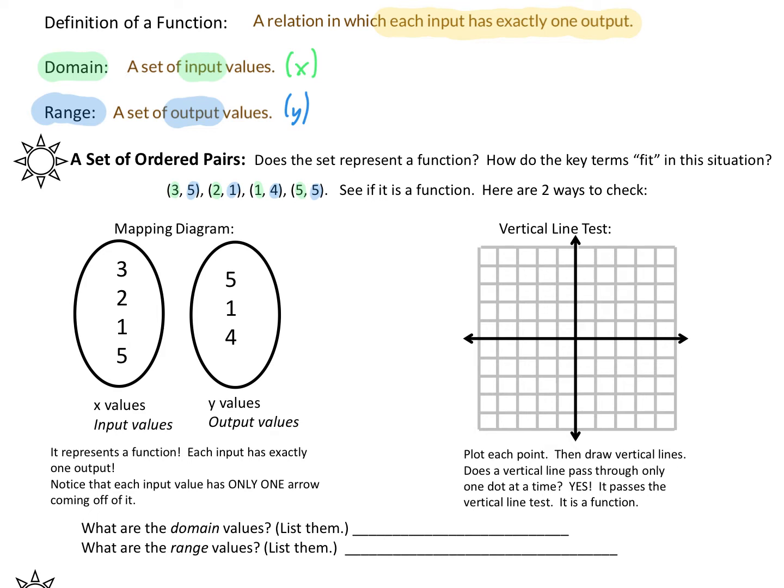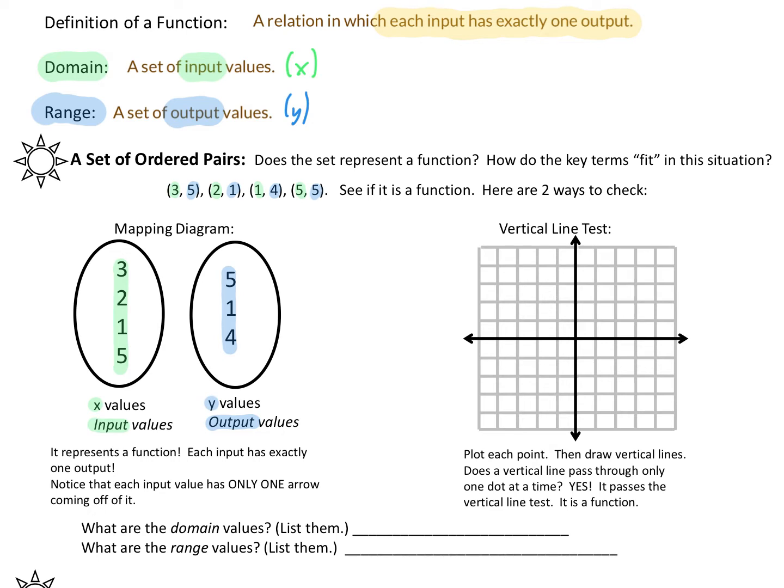To make a mapping diagram, we put all of our input values on one side and all of our output values on the other. So our domain goes on the left and our range on the right. Notice how, even though 5 appeared twice in the range, we only wrote it once in the mapping diagram.